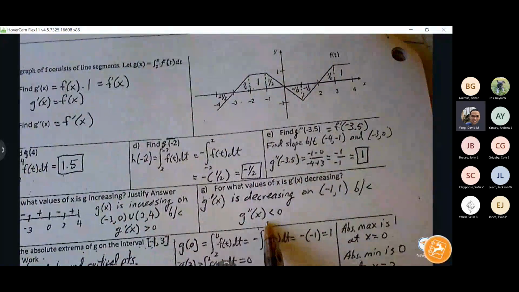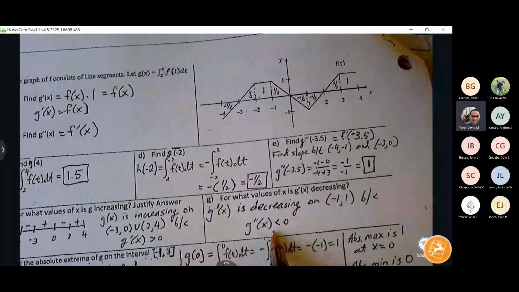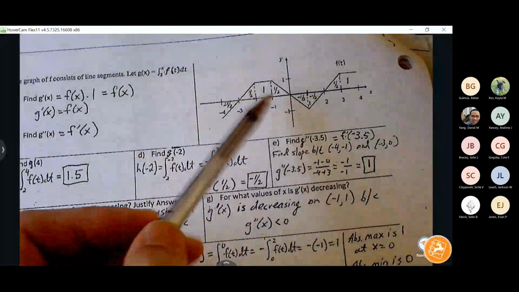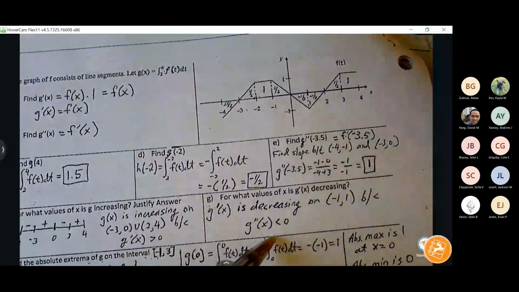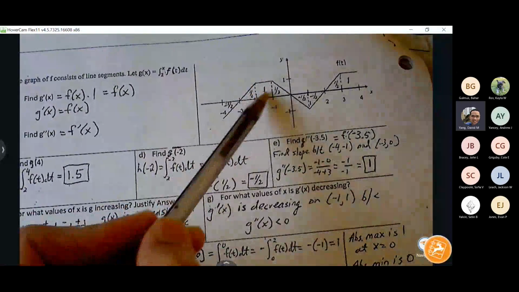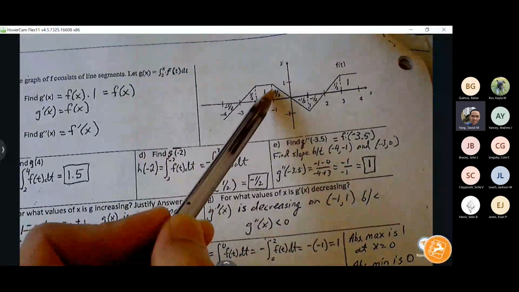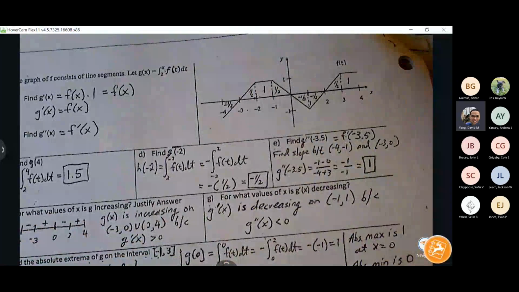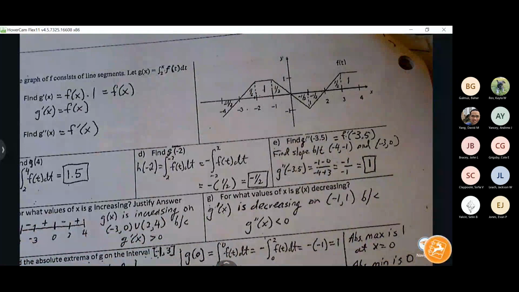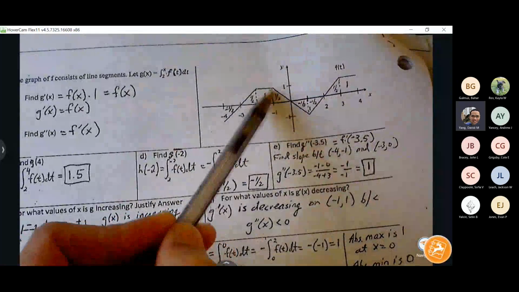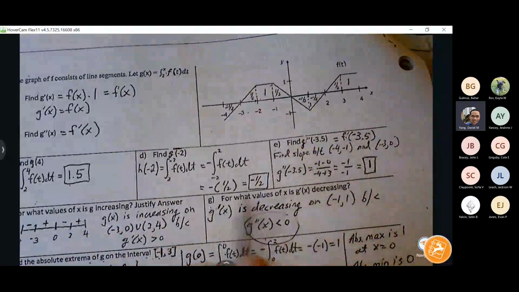Because g double prime is less than 0. Or you can say because g prime is decreasing in this interval. They can also refer to g double prime.